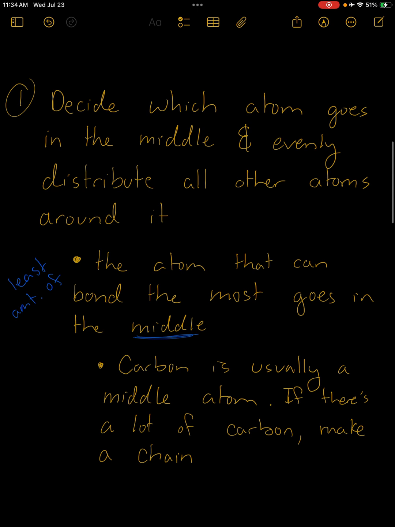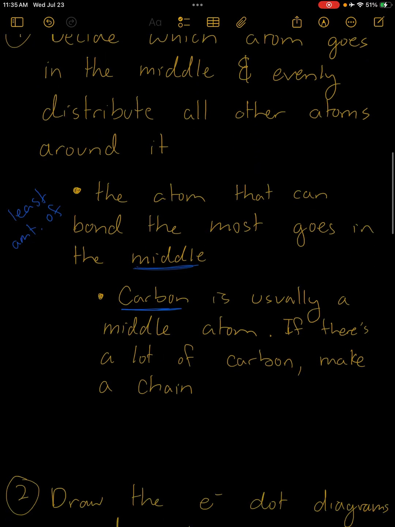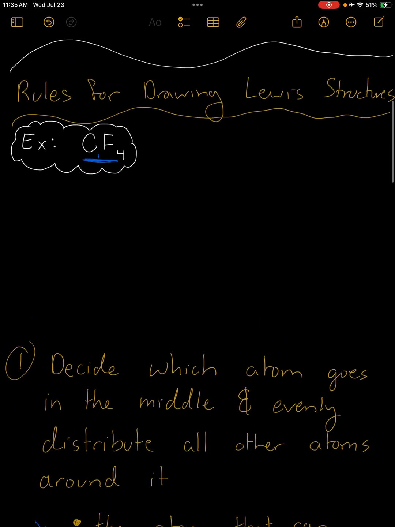Not only that, but carbon is just special because it can bond a lot of times, so usually carbon is going to be your middle guy. If there's a ton of carbons in a molecule, you would make a chain. You would just put a bunch of carbons next to one another and then move on. So let's do that real quick. We have our carbon in the middle, and we're going to put our fluorines, all 4 of them, equally around that carbon. That's step 1. Done.